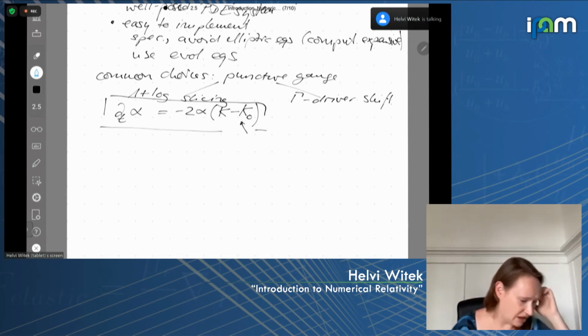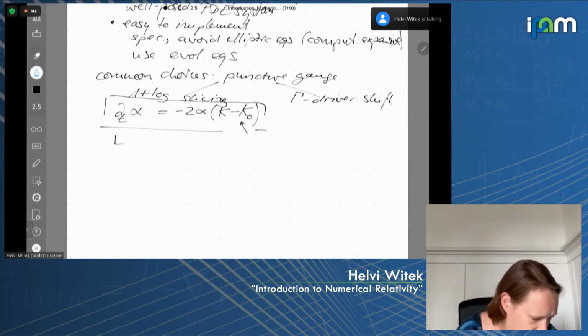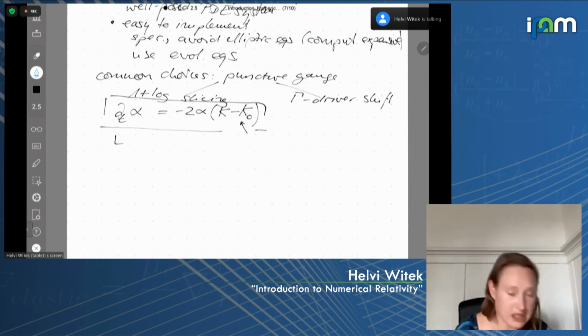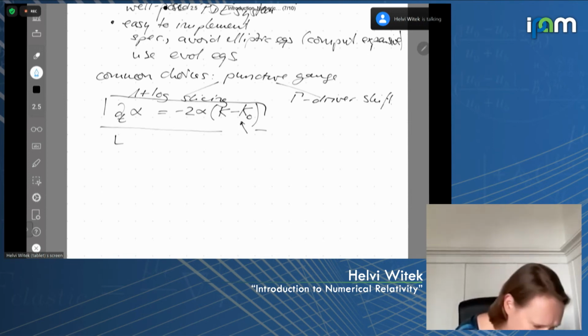Now, let me just highlight a couple of properties of this lapse. It collapses to zero close to the singularity. So with this choice, the lapse goes to zero near the singularity. Which is good.